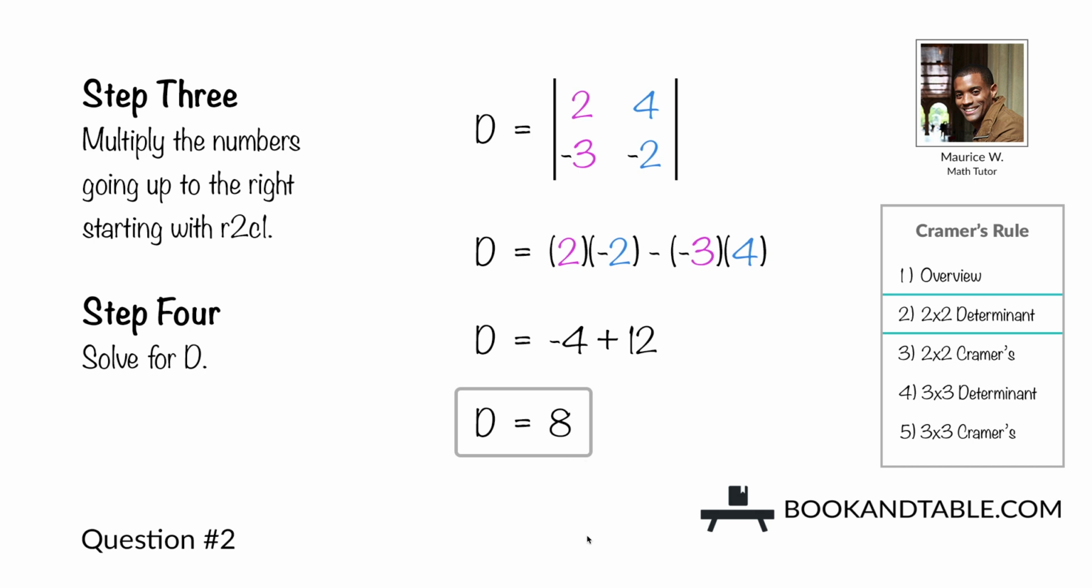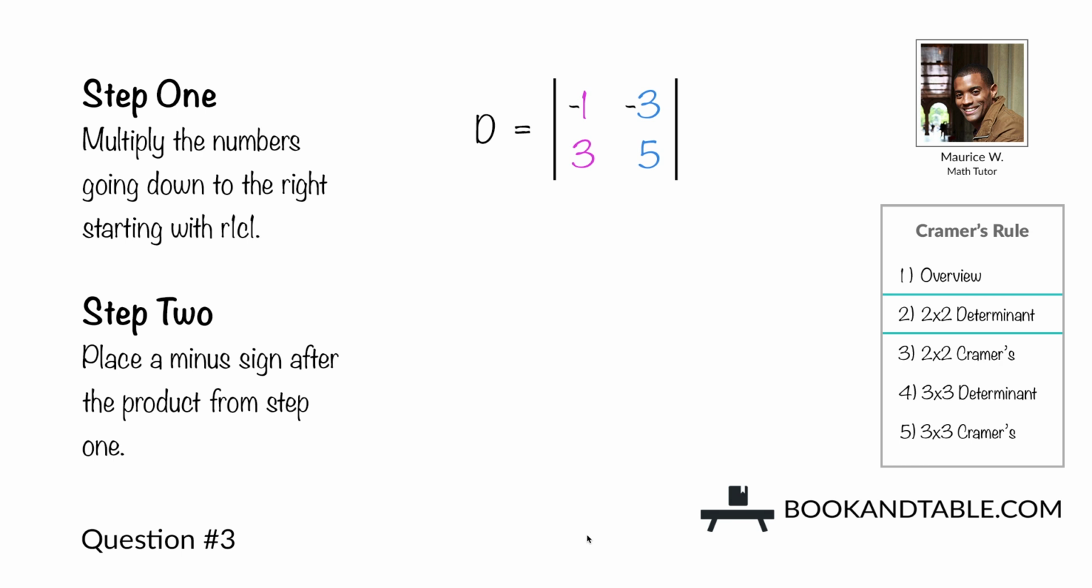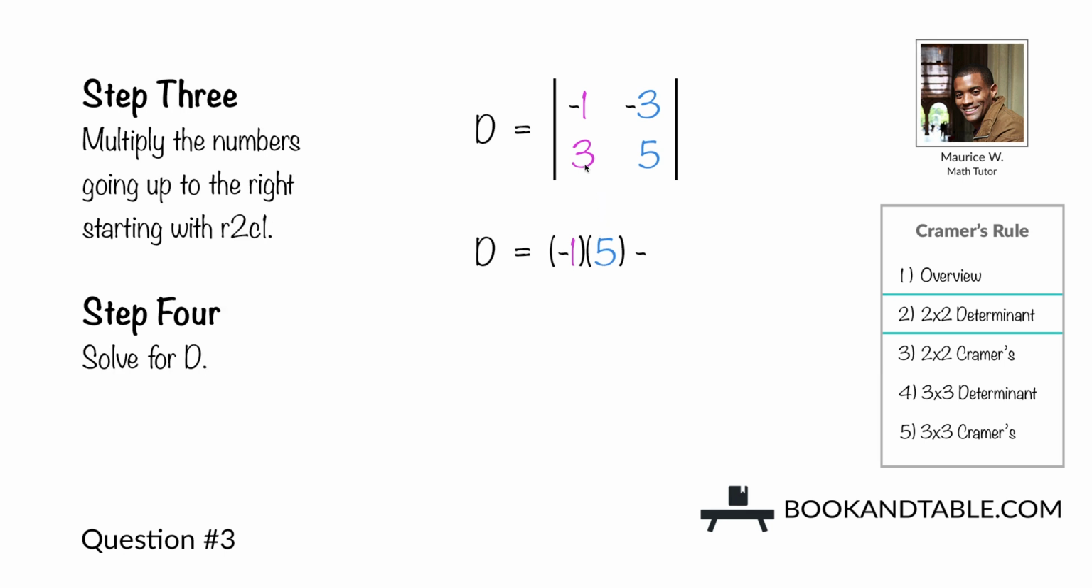Let's now have a look at question number 3. Step 1, multiply the numbers going down to the right, starting with R1C1. So we multiply negative 1 times 5. And then step 2, we place a minus sign after the product from step 1. Then step 3, we multiply the numbers going up to the right, starting with R2C1, which would be positive 3. So if we go up to the right, we see that we want to multiply positive 3 times negative 3 here.